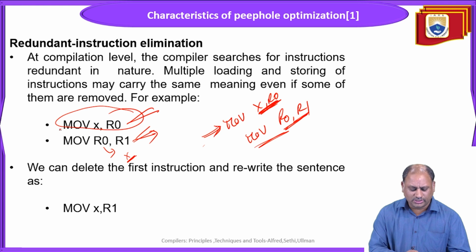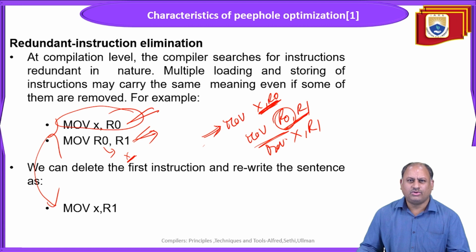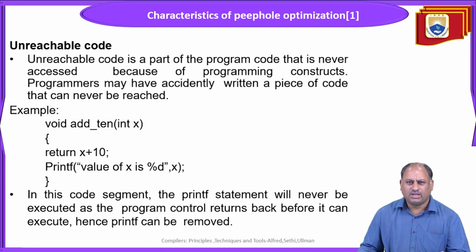After deleting, from these two instructions we get only one instruction, that is move x comma r1. Instead of r0 we write x, and instead of two instructions we write only one, so that we avoid some loading and storing, and it smoothly reduces the optimization effort for this redundant instruction, which would otherwise be repeatedly executing the task.